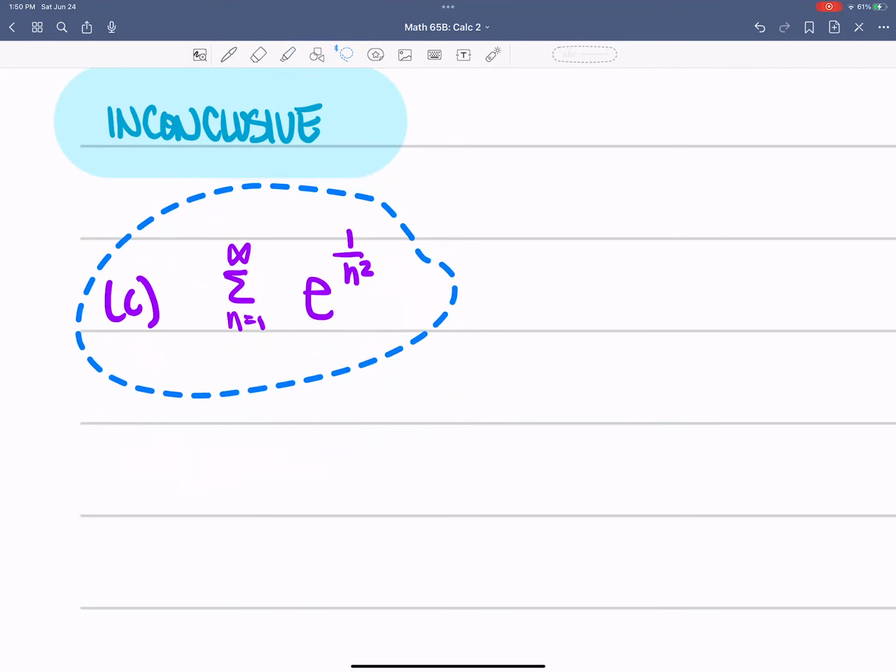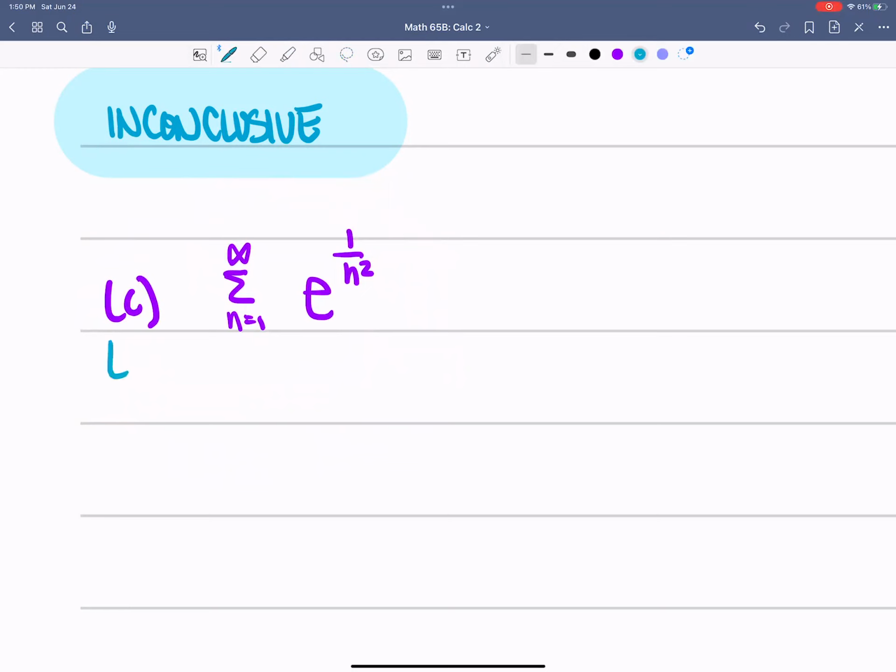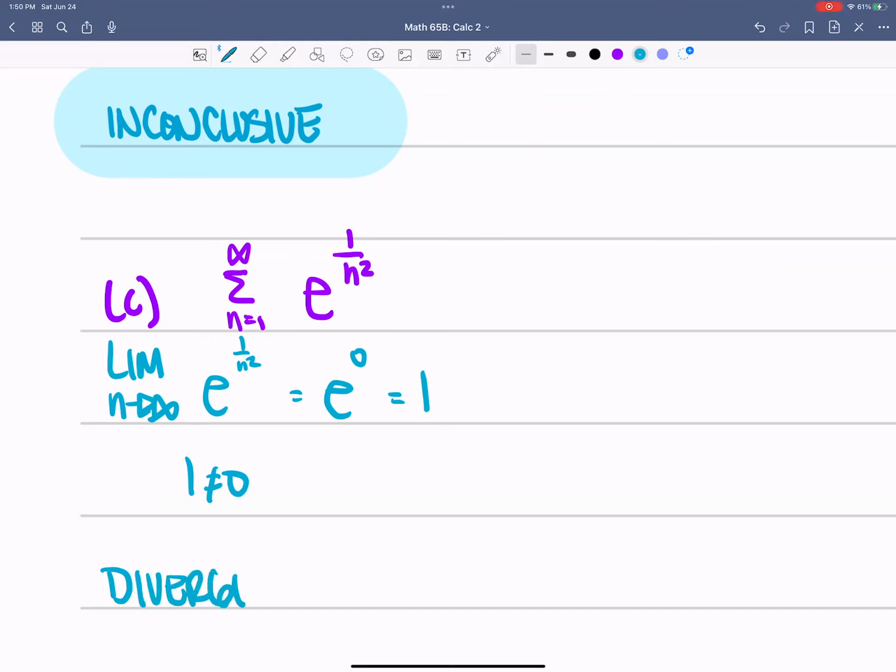And lastly, looking at this one, we have the limit as n approaches infinity of e to the 1 over n squared. So 1 over n squared goes to 0, and this goes to e to the 0, which ends up being 1. And we know that 1 is not equal to 0. So this diverges. Based on the divergence test, this series diverges.